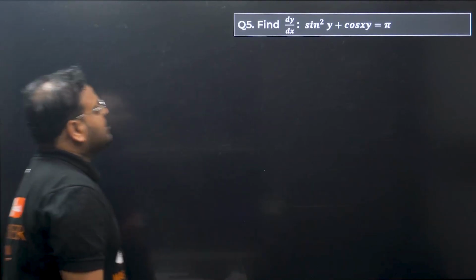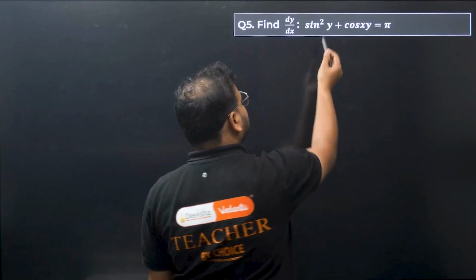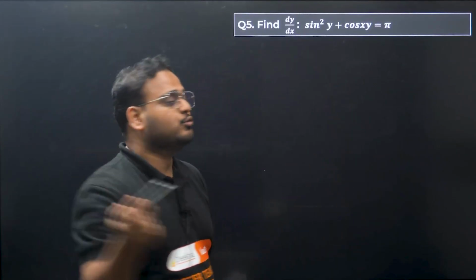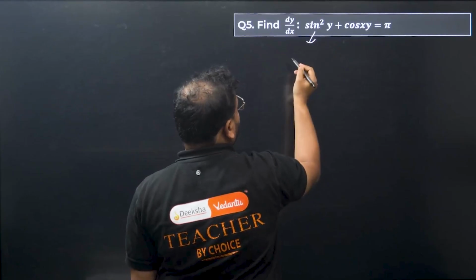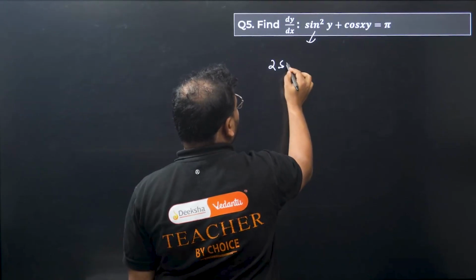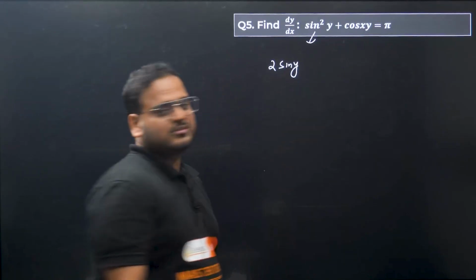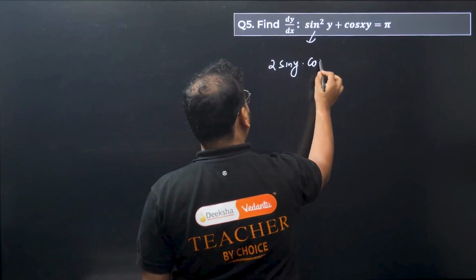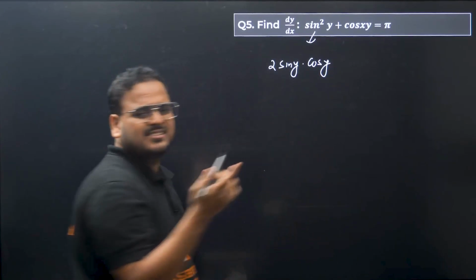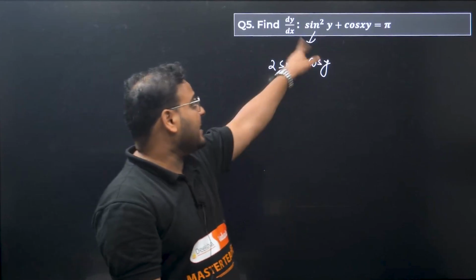Question number 5. Find dy by dx for sin square y plus cos of xy. Again, it's an implicit function. There's no subject given, so we have to use the same approach. Let's do it. Differentiate this part. You'll have 2 sin y. The derivative of sin square y is 2 sin y times the derivative of sin y, which is cos y. Sir, you already differentiated sin, sir. I did not. I differentiated sin square y.